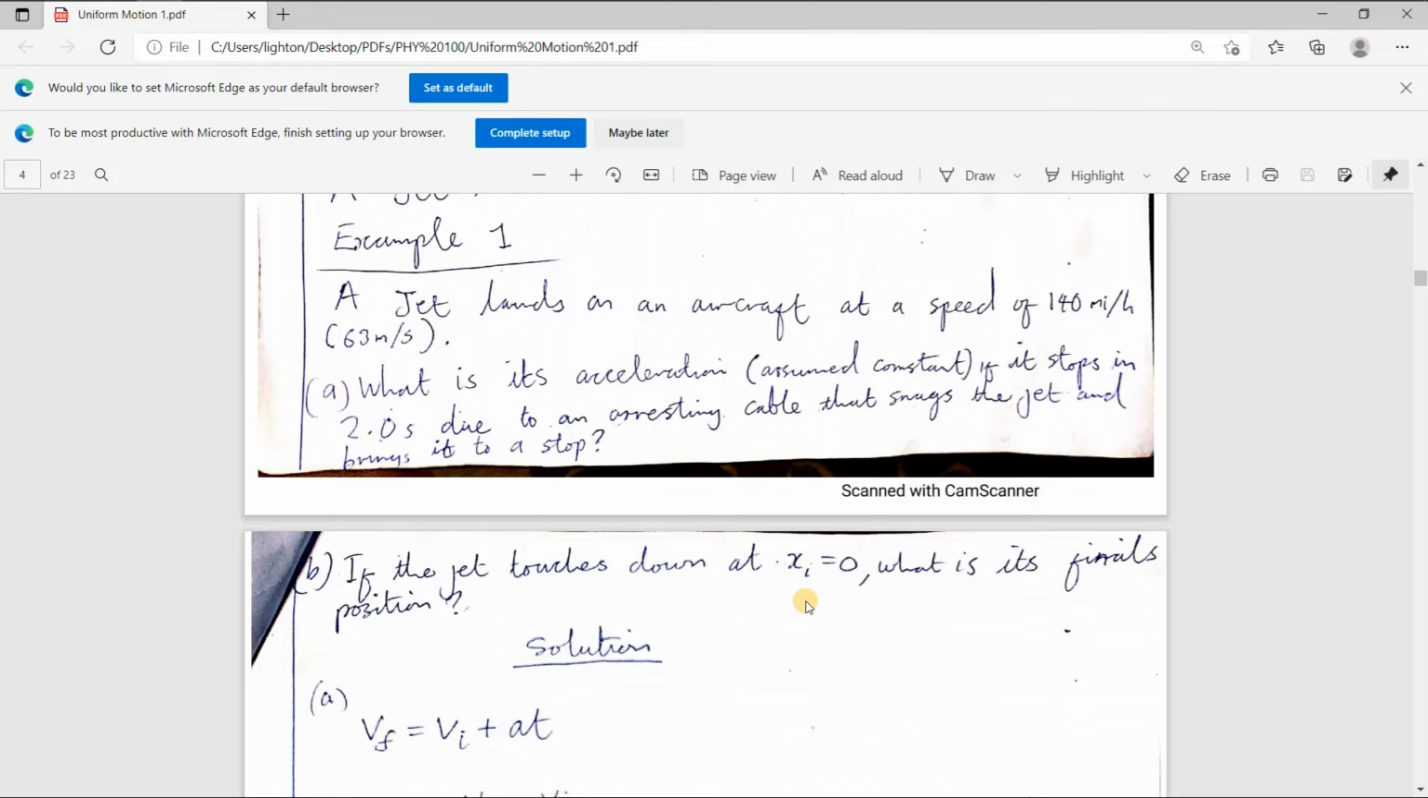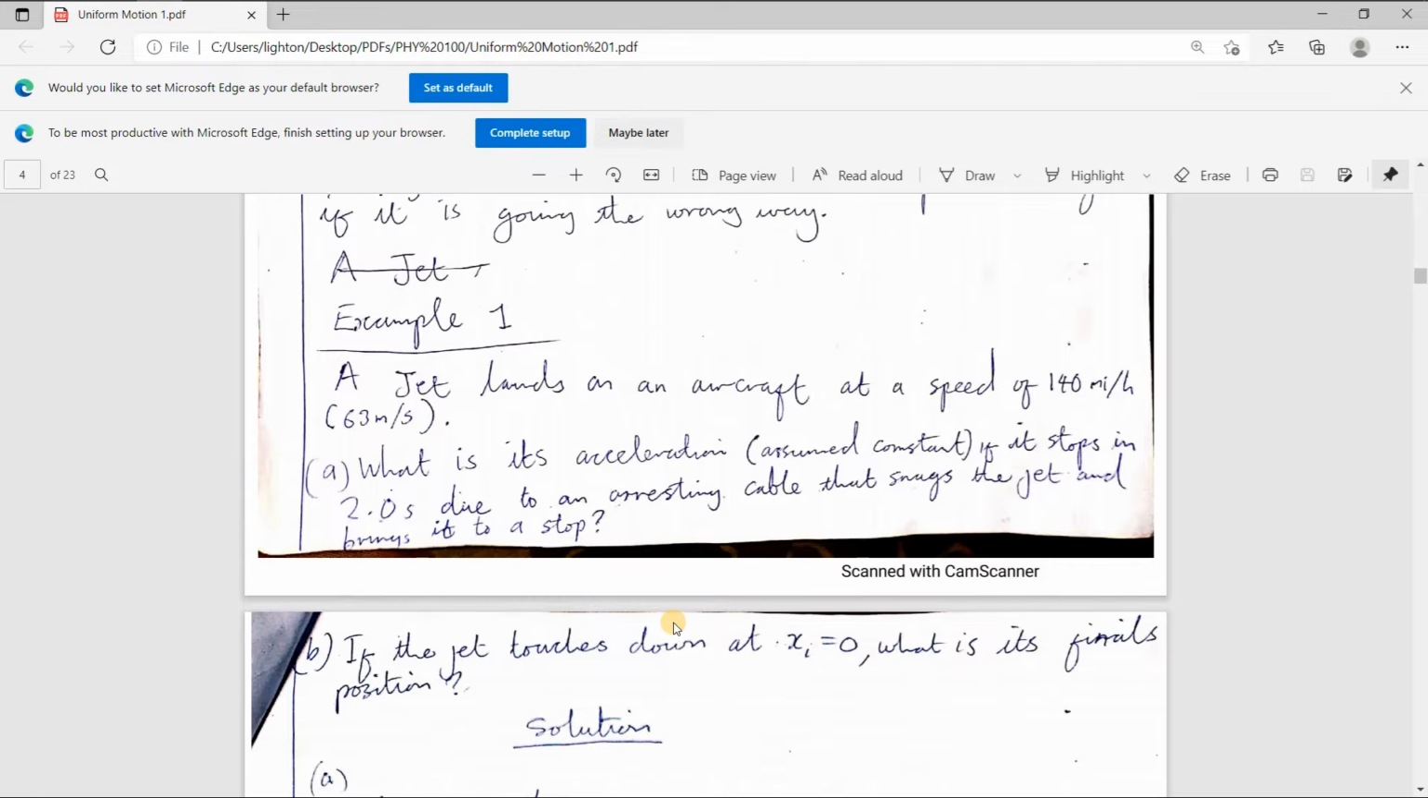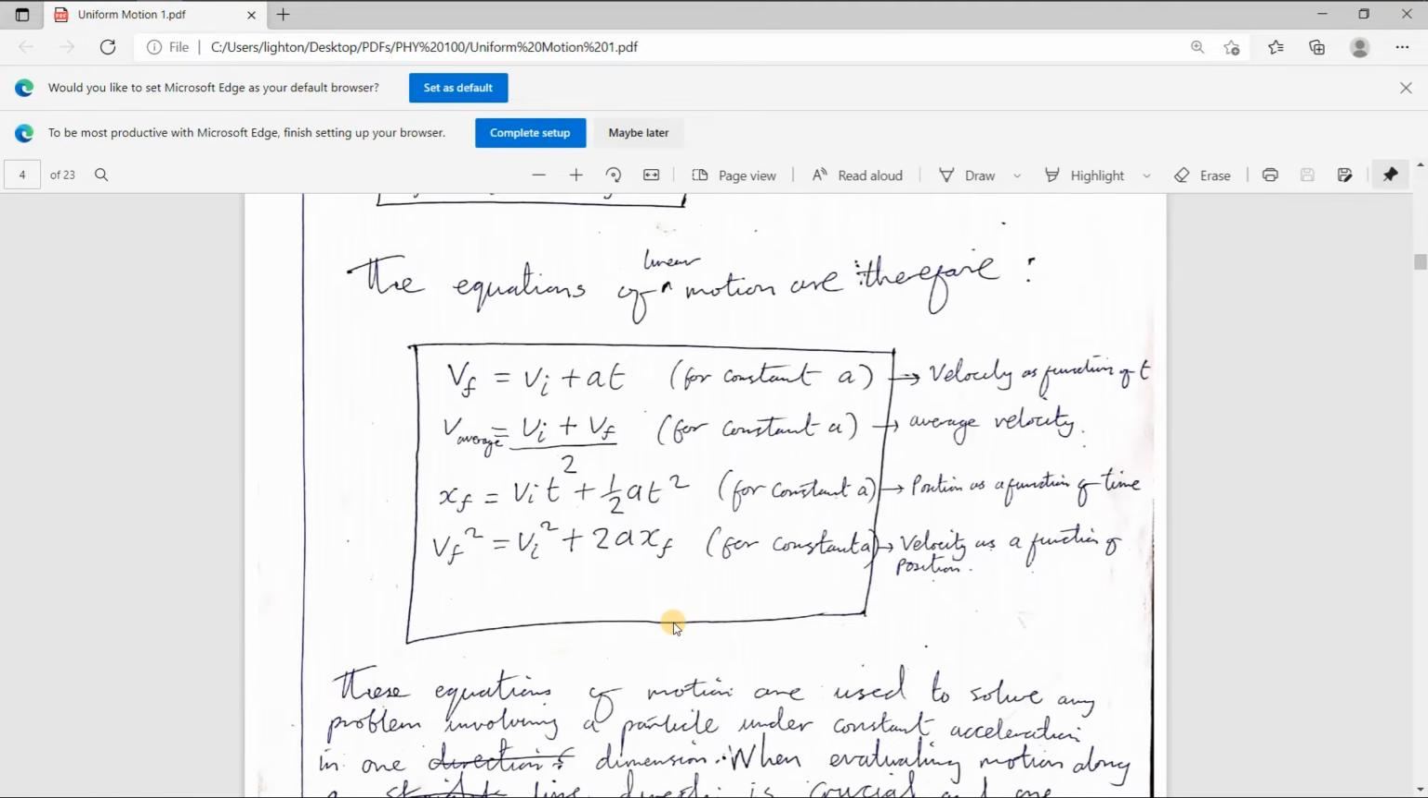Okay, if the jet touches down at x subscript i equals 0, what is its final position? So we want the position now. And we know one of the equations for position. Let's see what we have.